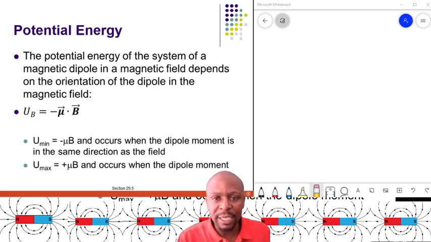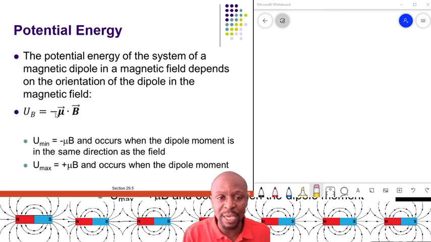Right, let us also talk about the potential energy. Now, the potential energy of the system of the magnetic dipole in the magnetic field depends on the orientation of the dipole in the magnetic field. The magnetic potential energy is just given as minus mu dot B. Now, this is the dot product. If you want to write it in terms of the magnitude, you are just going to have the magnitude of the dipole moment, the magnitude of B, and the cosine of the angle between them. As a result, the minimum potential energy is just given by this equation, minus mu B.